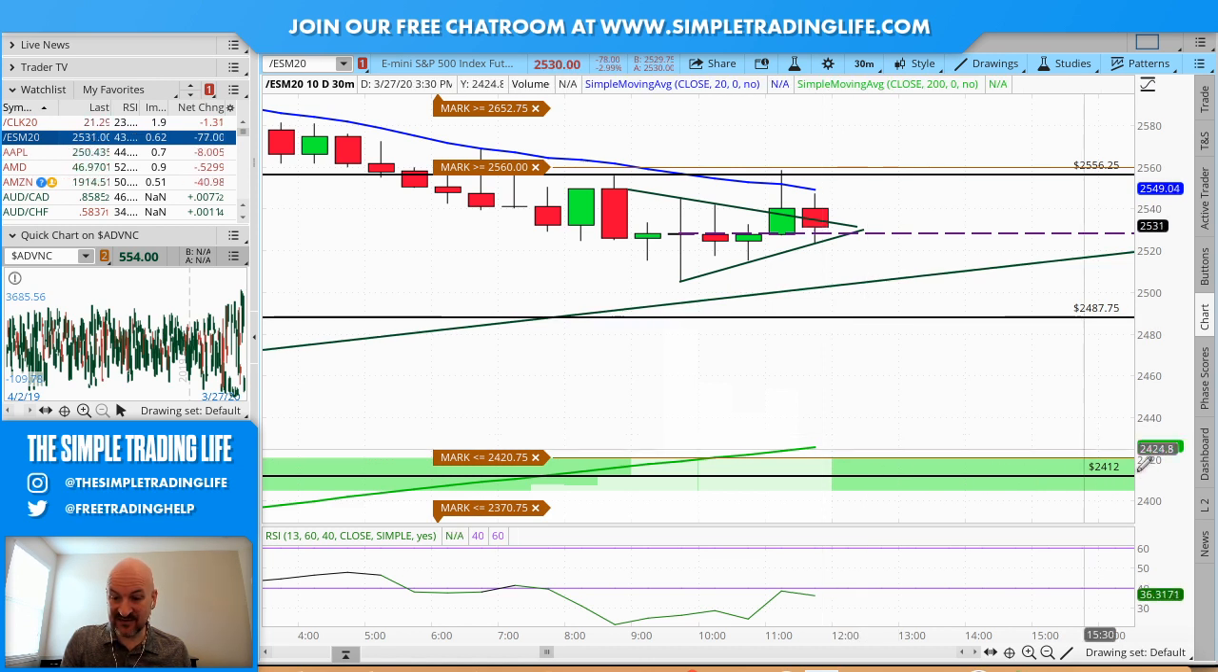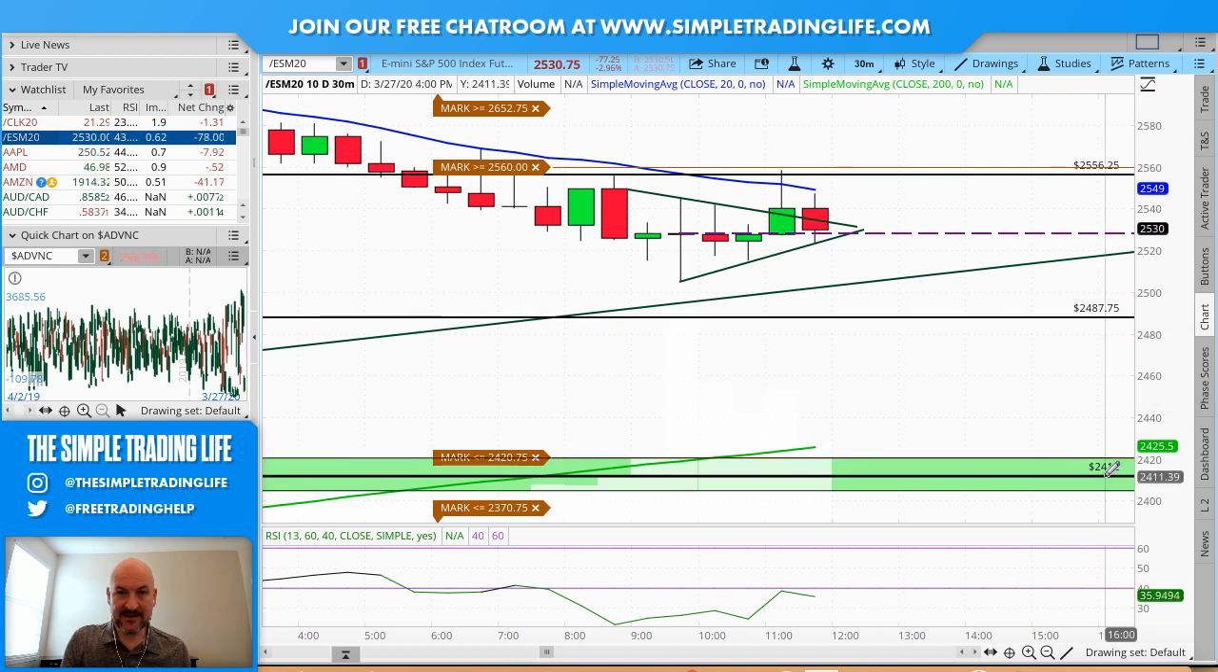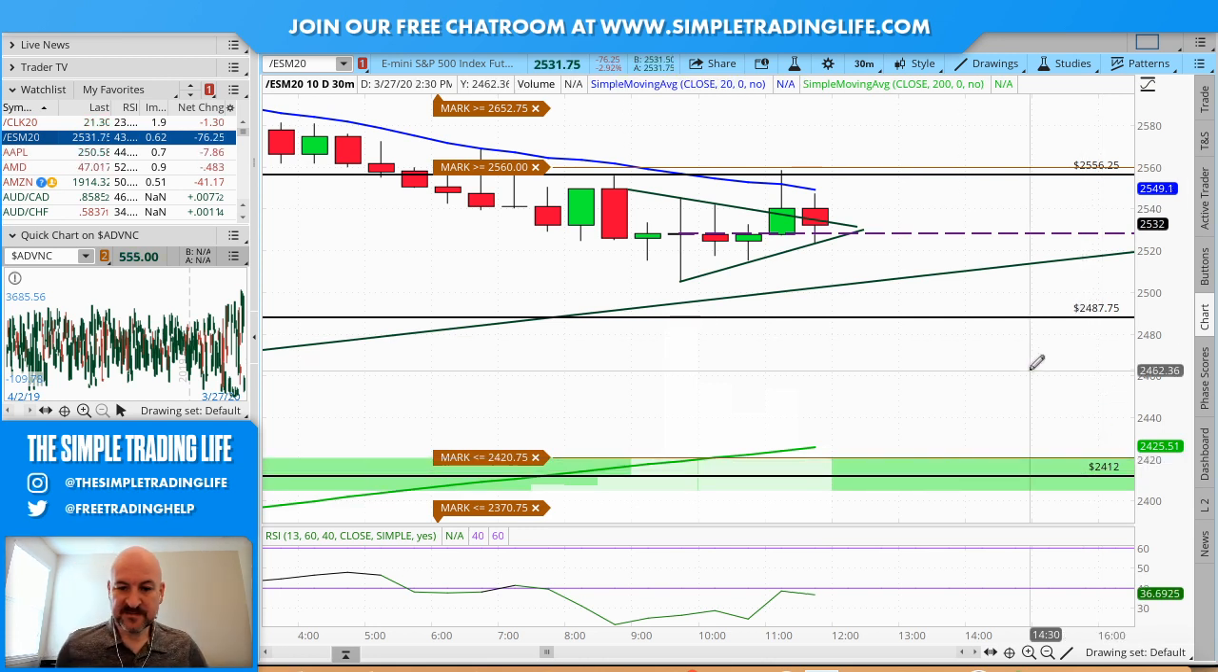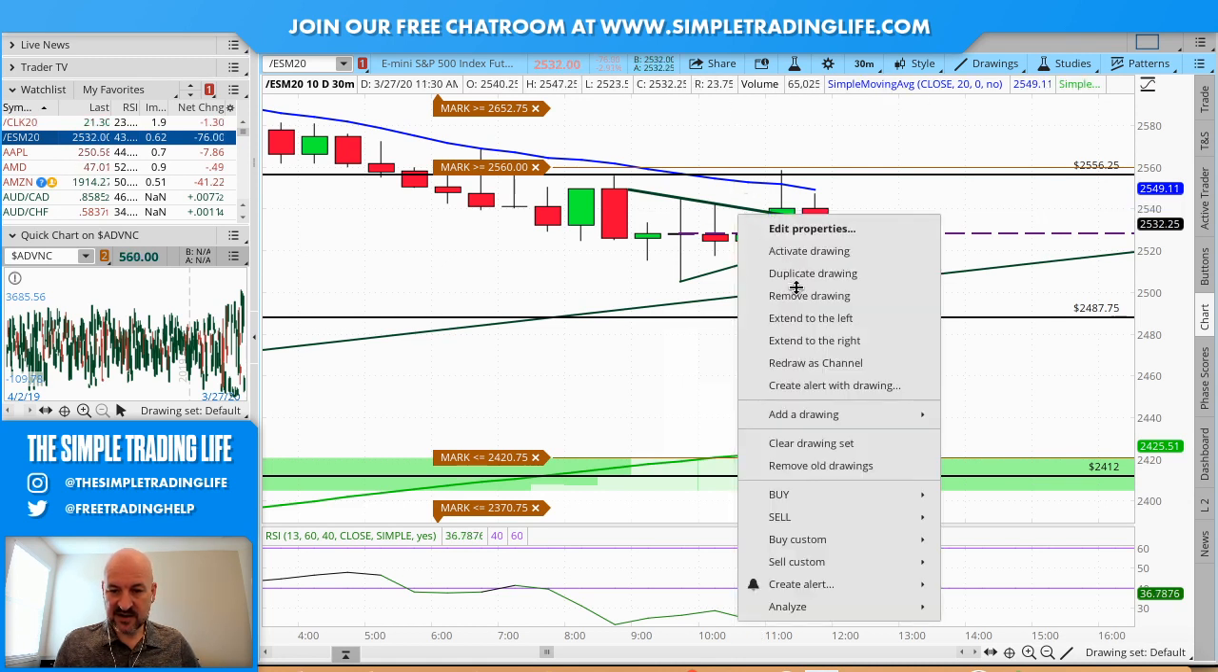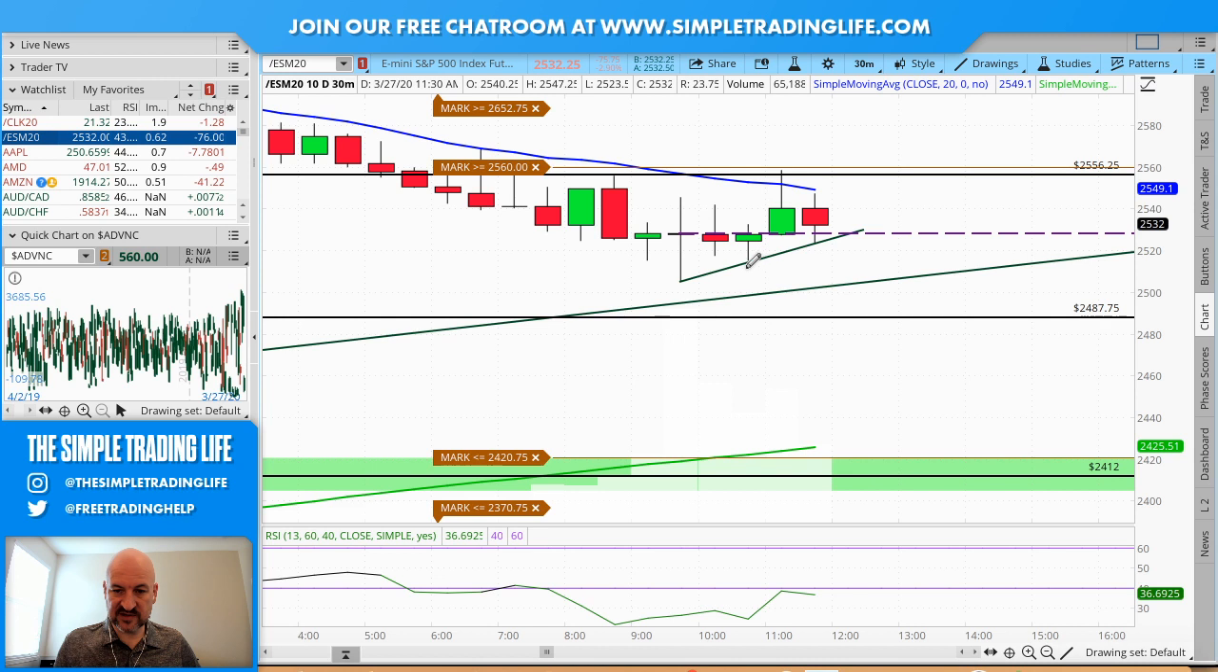I mean, our next level, if you break this, isn't until down here. That's our next support and resistance level. But as you can see right now, we're still not doing much. Still not doing much. I'm going to take these lines off here because I don't typically use those. I was just drawing that in for you as a visual.